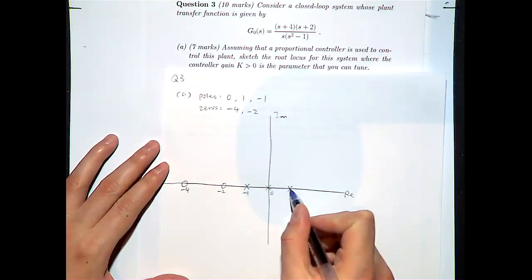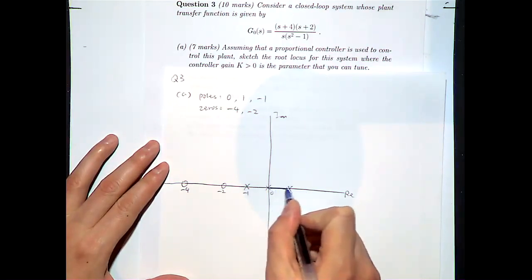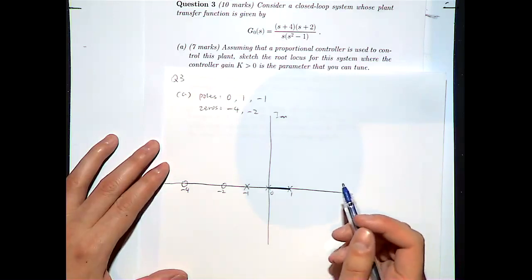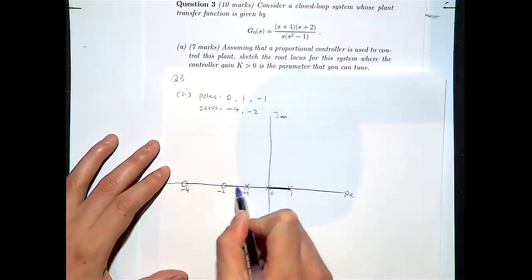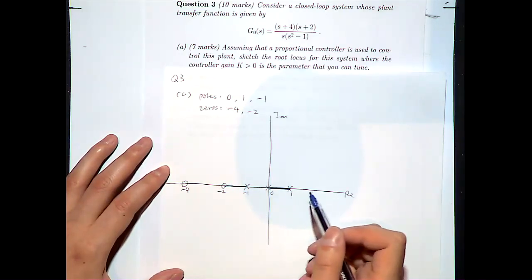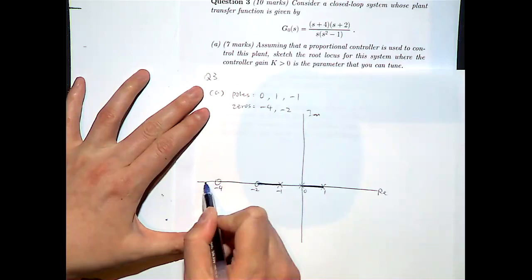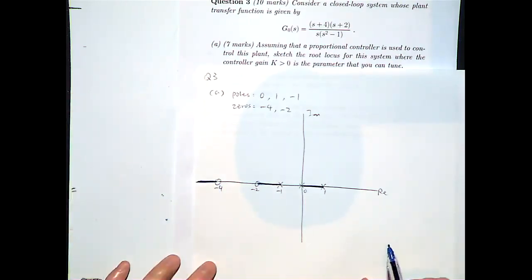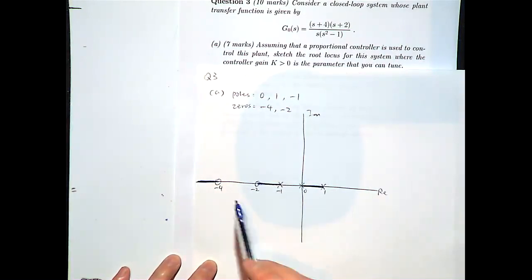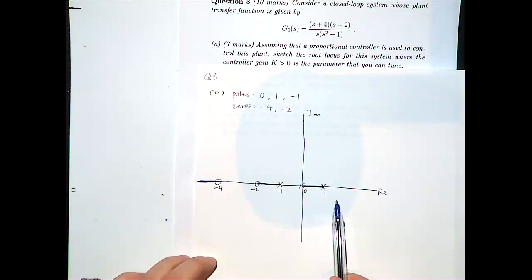If you have an odd number of poles or zeros on the right-hand side, then you know that segment belongs to your root locus, right? So here, firstly, this segment has only one pole on the right-hand side, right? So this segment belongs to your root locus. And also this one, because it has three poles on the right-hand side, right? This is also part of your root locus. And here as well, right? Because you have 1, 2, 3, 4, 5 poles and zeros on your right-hand side, right?